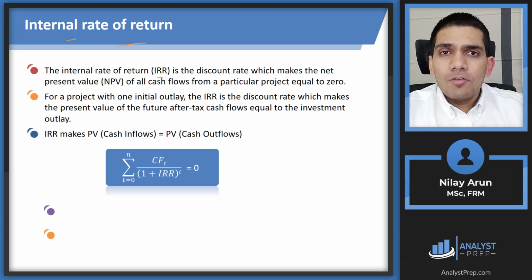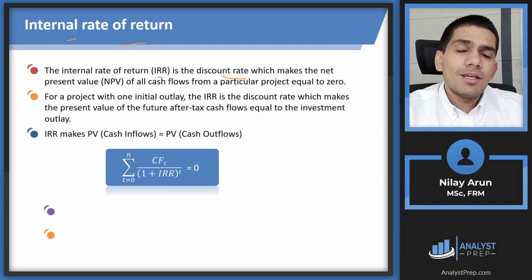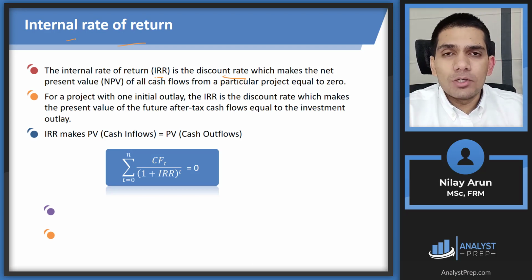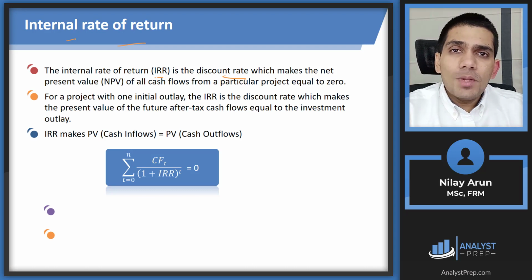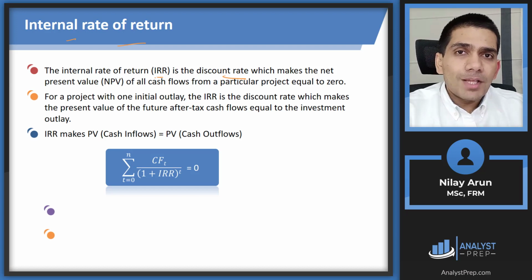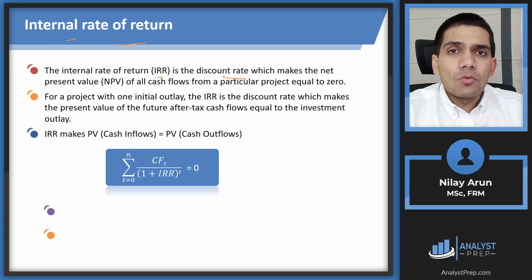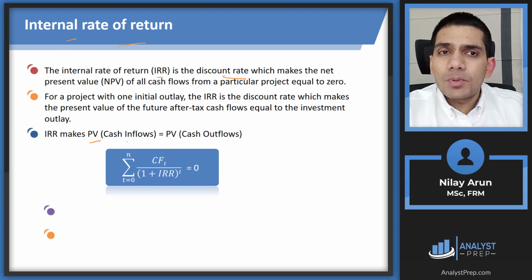Now, in IRR, we actually go ahead and calculate the discount rate. Now, put simply, the relationship between NPV and IRR is that IRR is that discounting rate which makes NPV equal to 0. In other words, it means that is that specific rate that equates the present value of cash inflows to the present value of cash outflows. So we are not given a discounting rate here. It's actually the discounting rate that we are calculating. So IRR makes the present value of cash inflows equal to the present value of cash outflows.